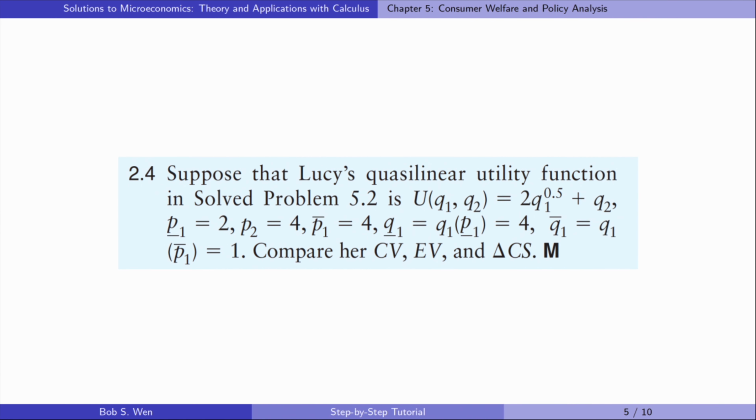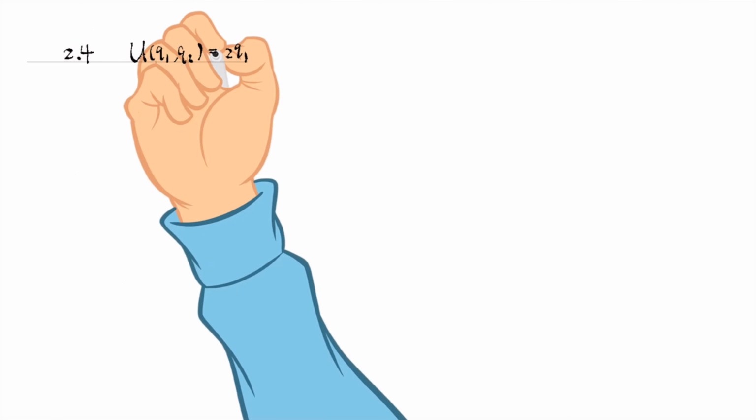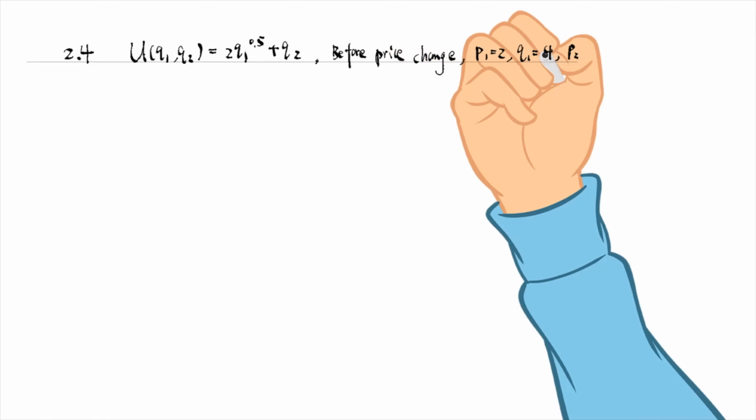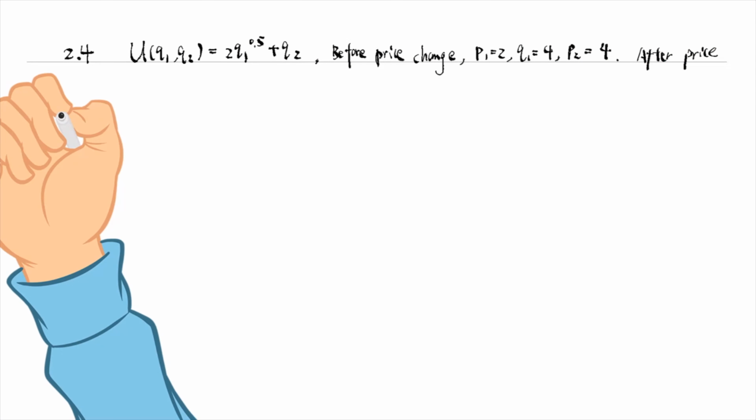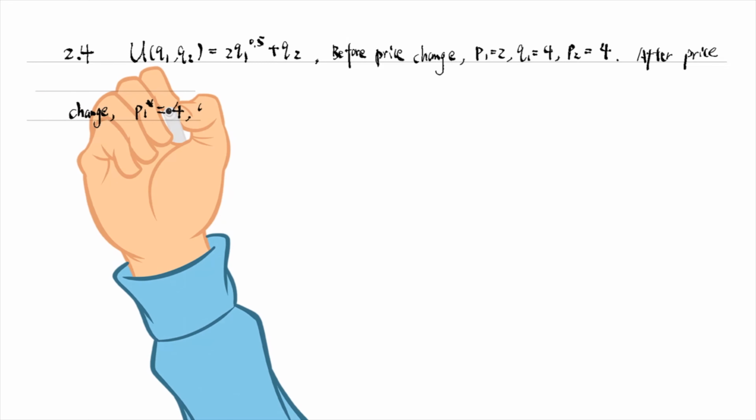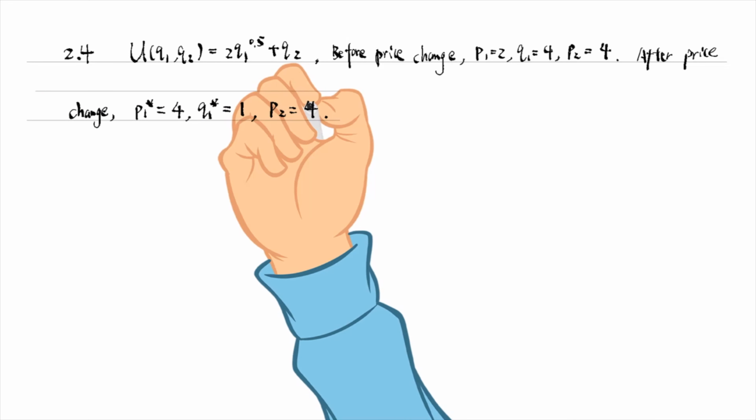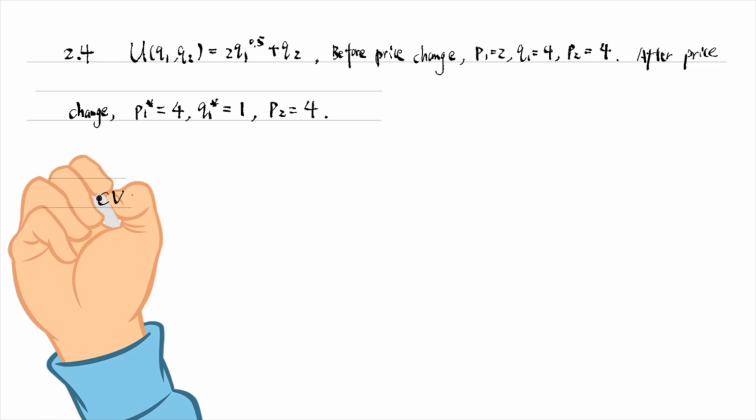Let's solve exercise 2.4. Suppose that Lucy's quasi-linear utility function in solved problem 5.2 is as follows. Compare her compensating variation, equivalent variation, and the change in consumer surplus. We can plug the values into the formula in the solved exercise. Note that P2 equals 1 in that exercise, but it equals 4 here.